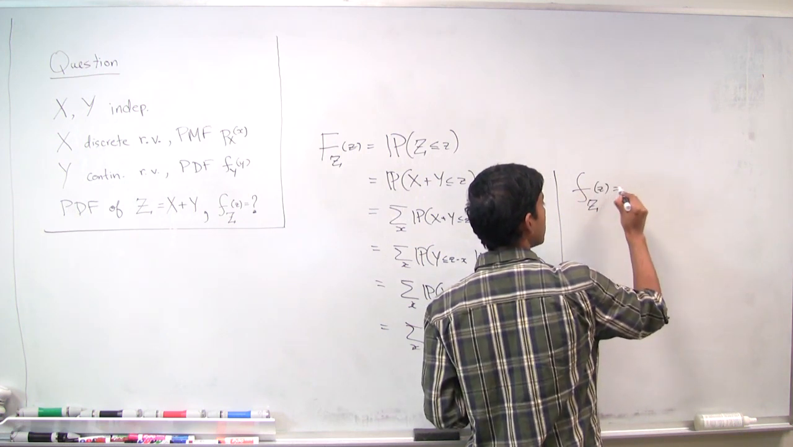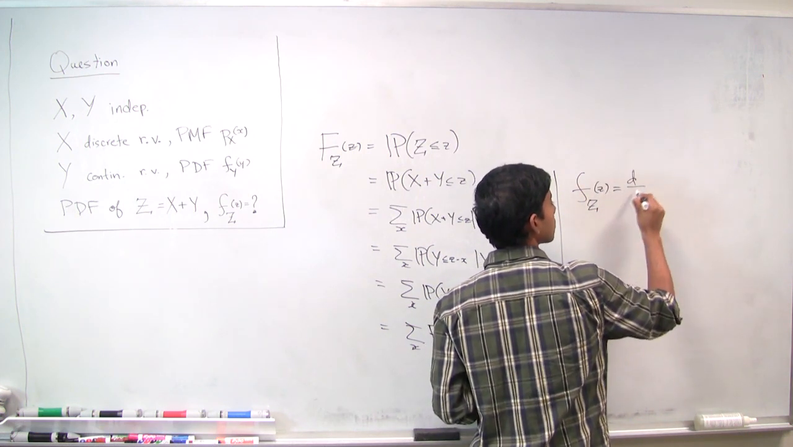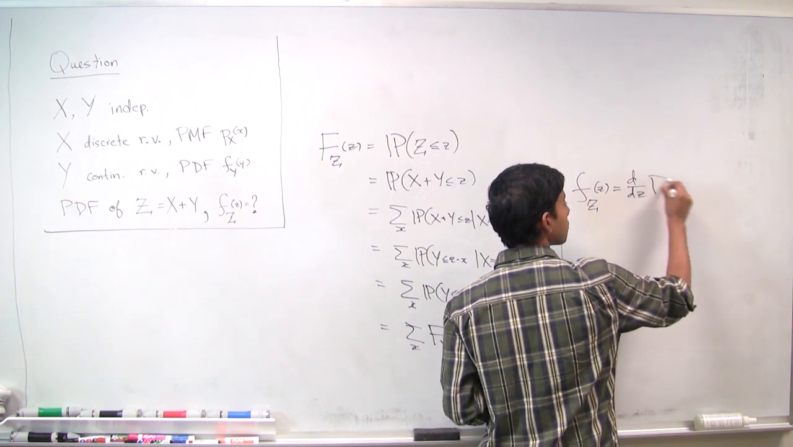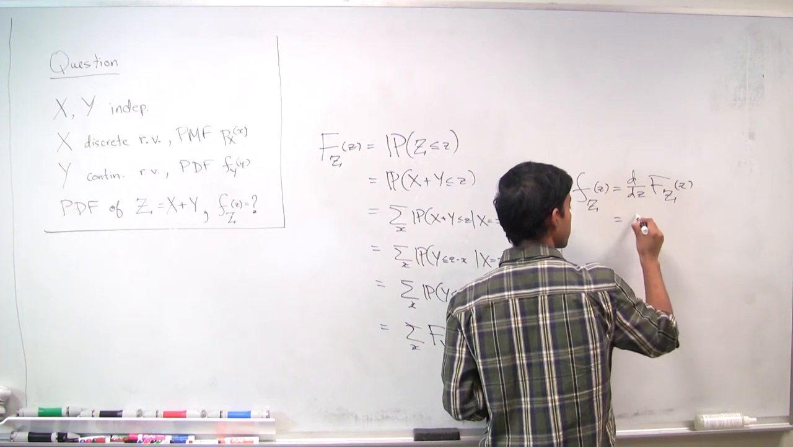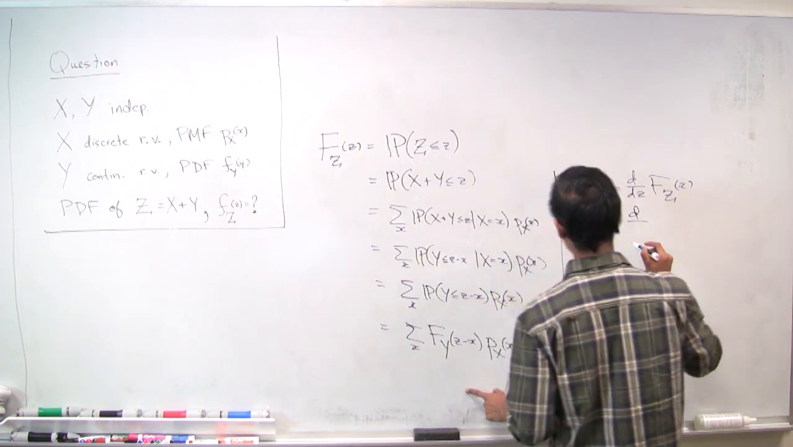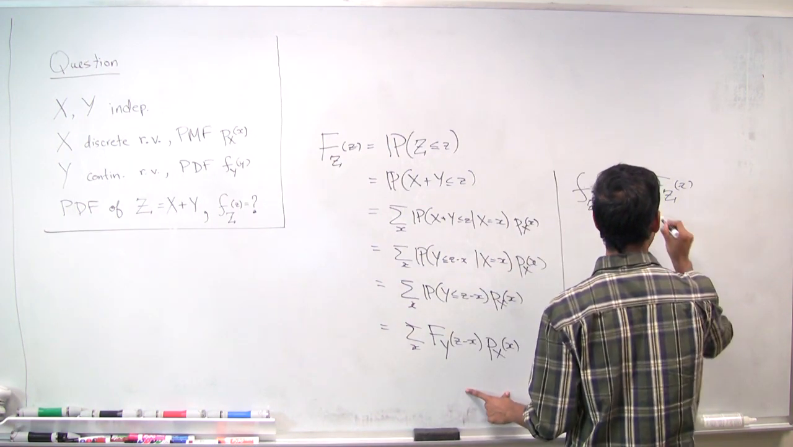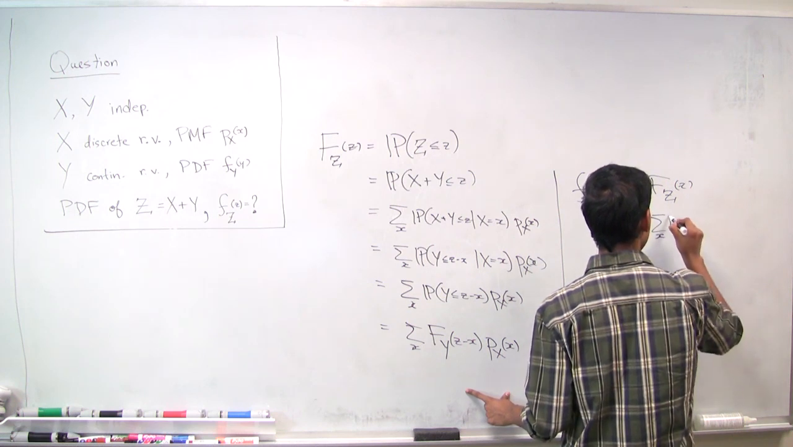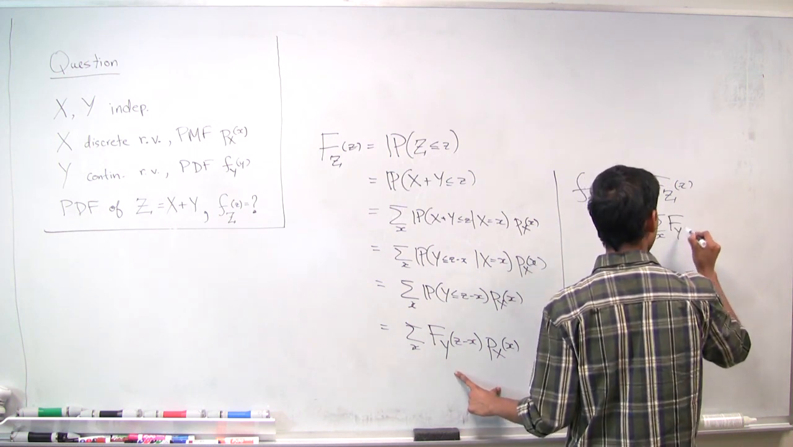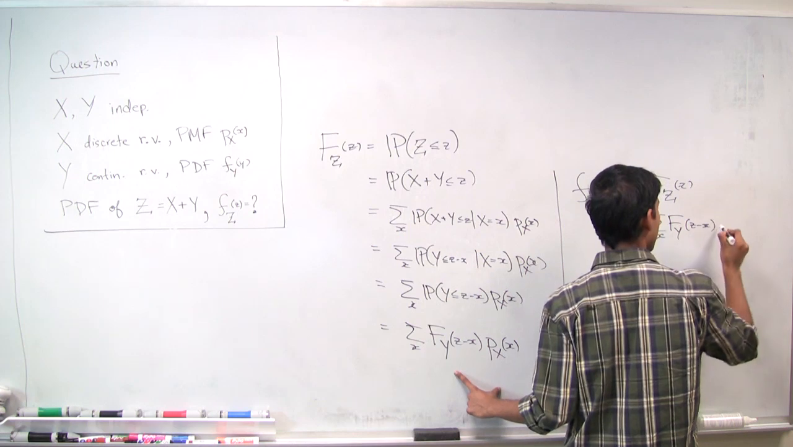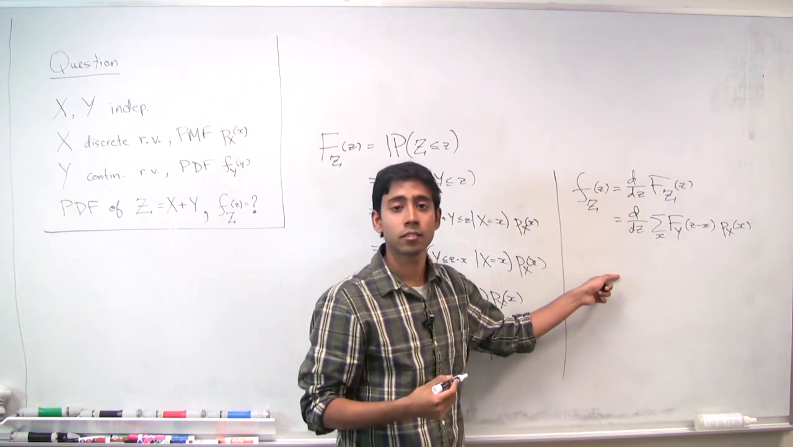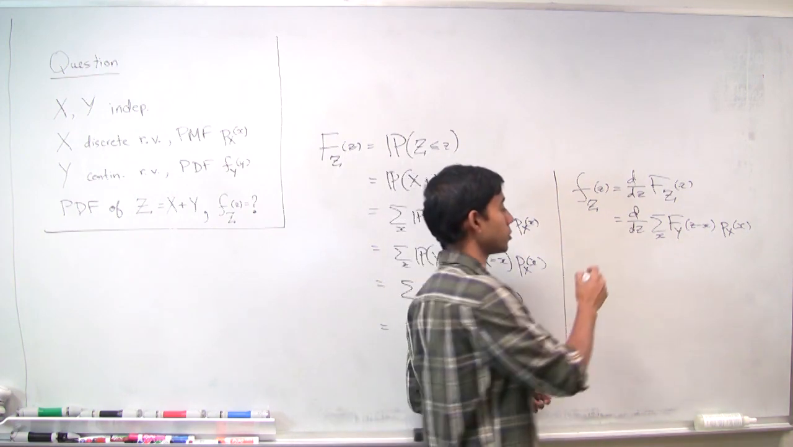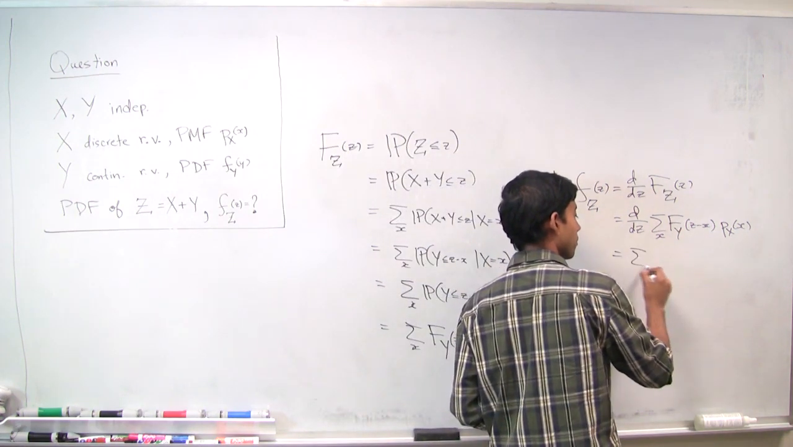So the PDF of Z is, by definition, the derivative of the CDF, which we just computed here. It's the sum over x of F_Y of z minus x times p_X of x. Okay? What next? Interchange the derivative and the summation.